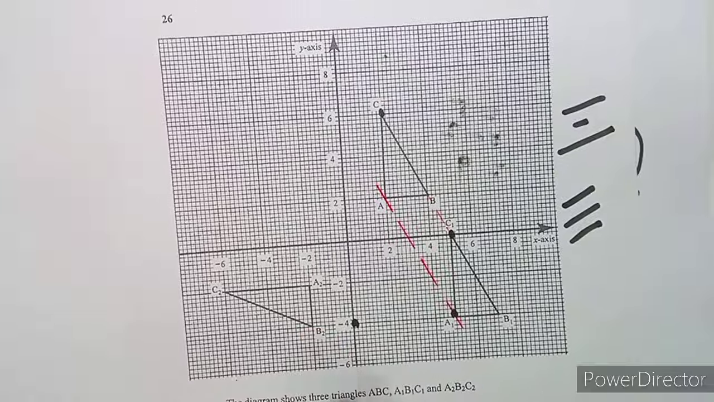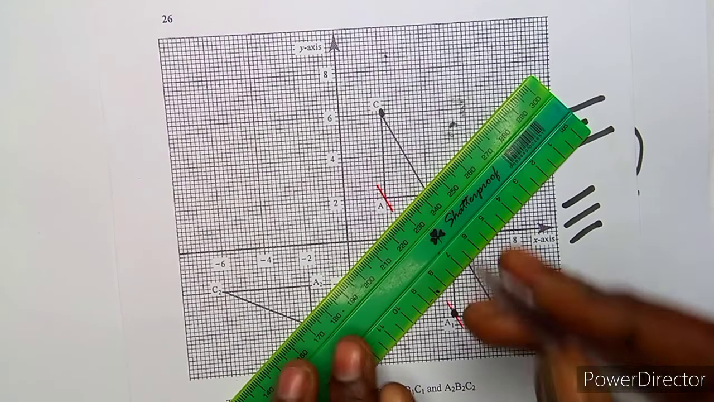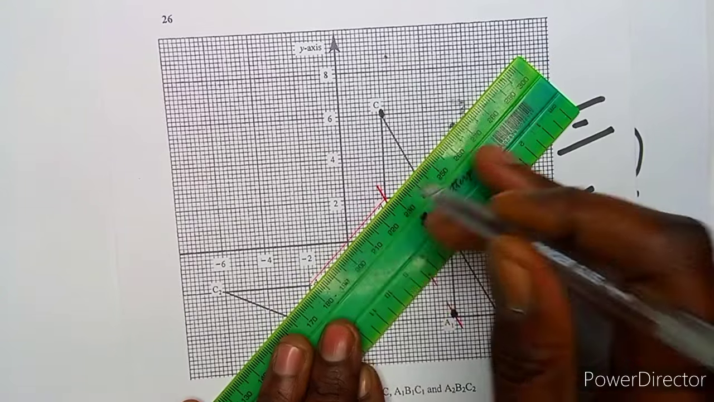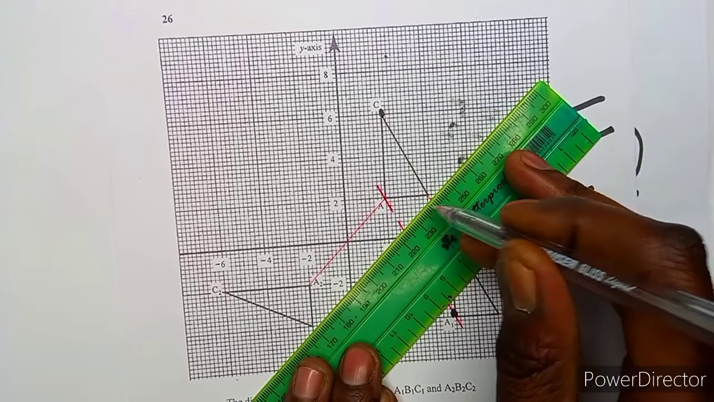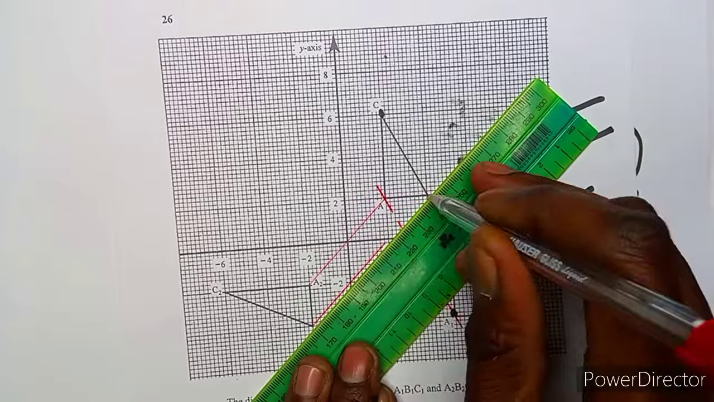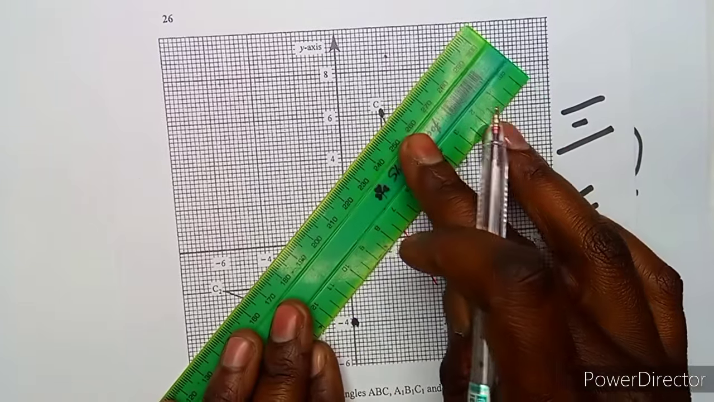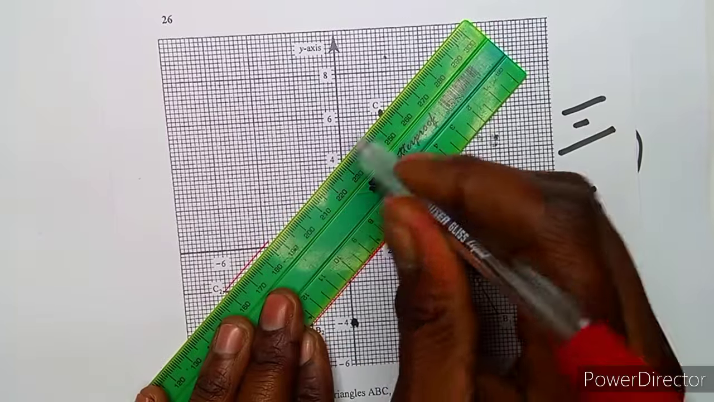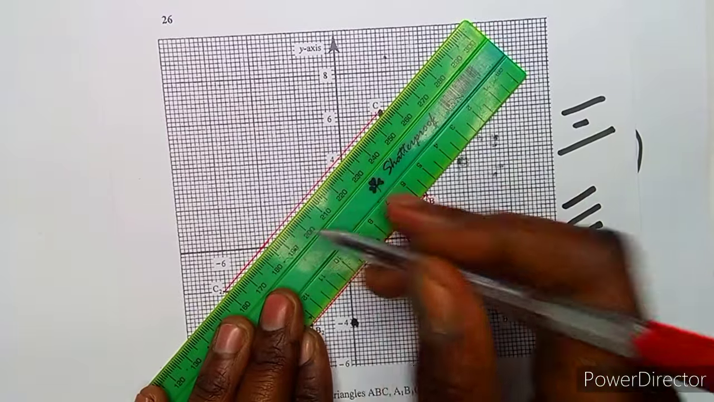It's a reflection. Truly, if we are to join these corresponding points, we are going to formulate parallel lines. That is what it means. From A, just join. Because this one is clear, you are supposed to use broken lines. You join C to C1, A to A1, and so forth. So just join those points like that.